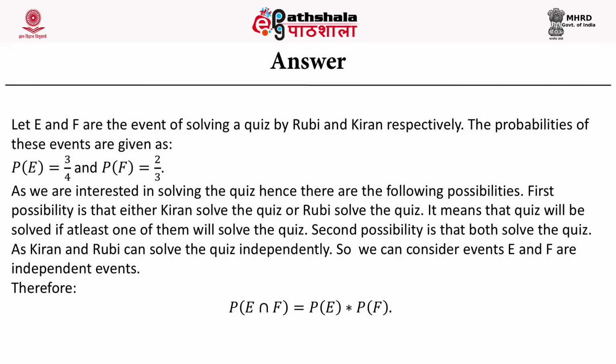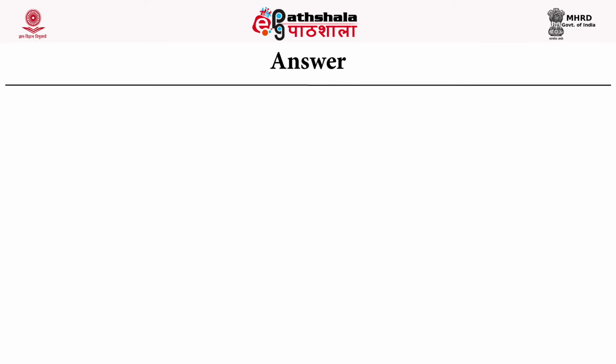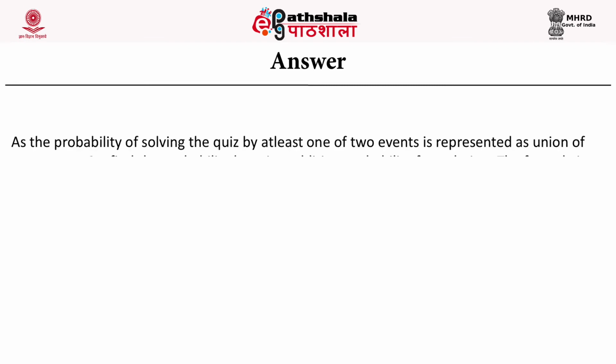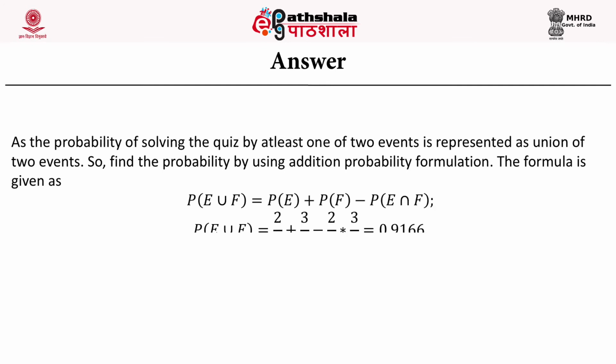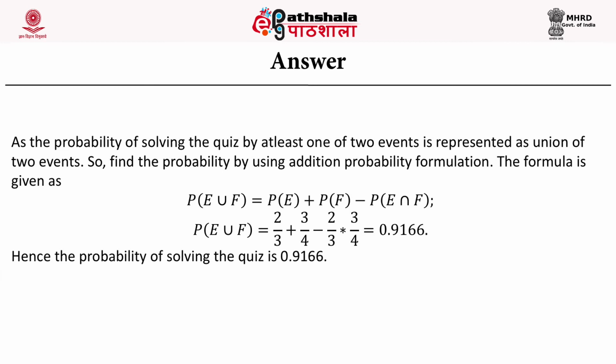Second possibility is that both solve the quiz, as Kiran and Ruby can solve the quiz independently. So we can consider events E and F are independent events. Therefore, probability of E intersection F is equal to probability of E into probability of F. As the probability of solving the quiz by at least one of the two is represented as the union of two events, by using the addition probability formula, the probability of E union F is coming out to be 0.9166.